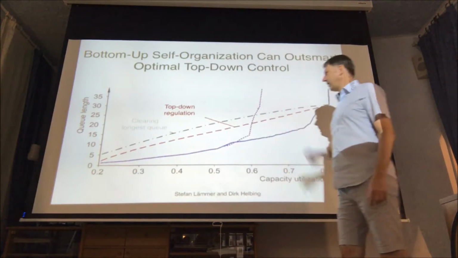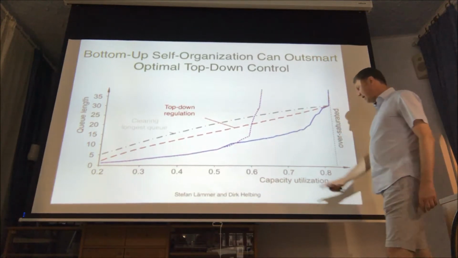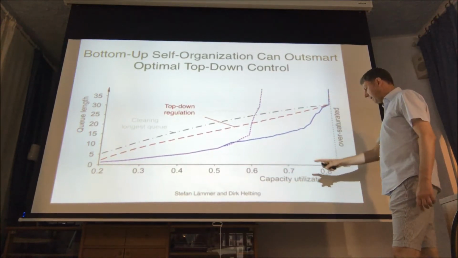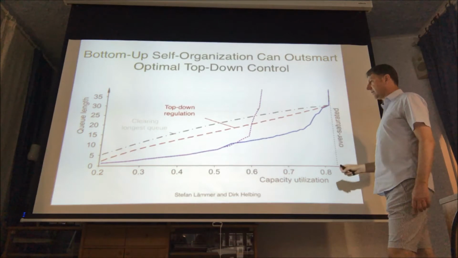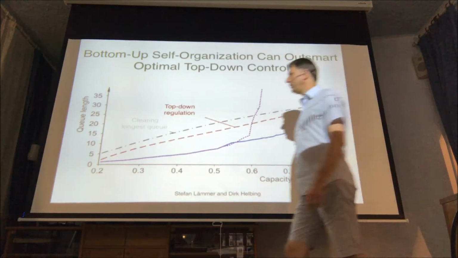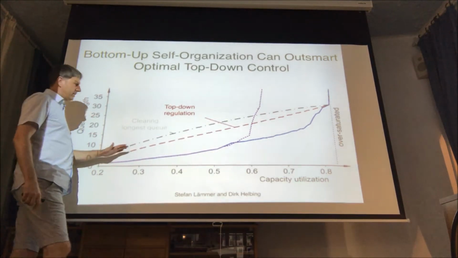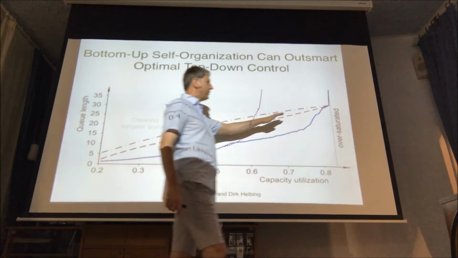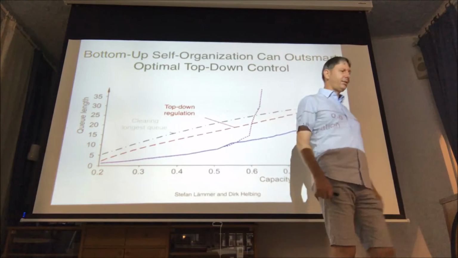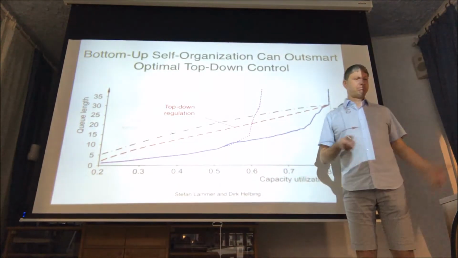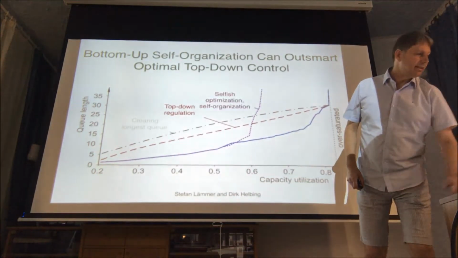Now look at the red line over here. You can see as the capacity utilization of the intersection increases, the queue length increases too. And that makes a lot of sense. So more or less a linear increase of the queue length with capacity utilization. Yeah? All right. We didn't expect anything else.